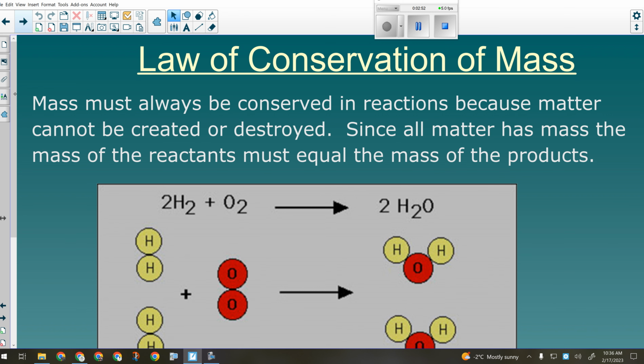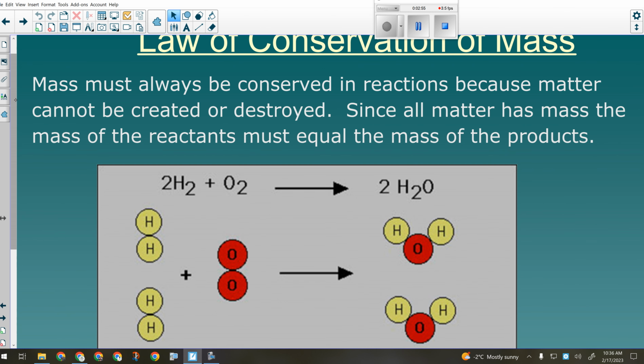Like we said, the law of conservation of matter, sometimes called the law of conservation of mass, basically says that when you have a chemical reaction, you have to have the same amount of stuff on the other side. In this case, I'm combining 2 hydrogen molecules that contain 4 hydrogen atoms with 1 oxygen molecule which contains 2 oxygen atoms, and I get 2 water molecules which contain 4 hydrogen atoms and 2 oxygen atoms. So I have the same amount of everything on both sides, and that's why we do the whole balancing thing, just to make sure that's always the case.